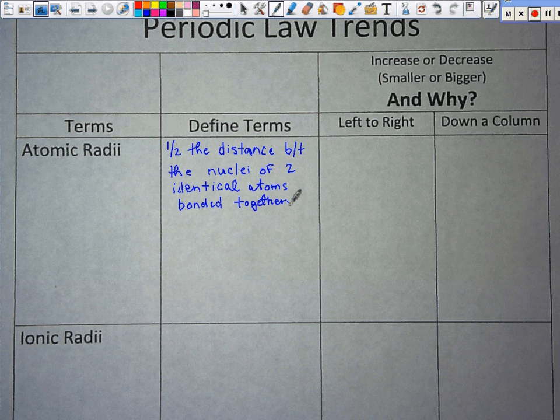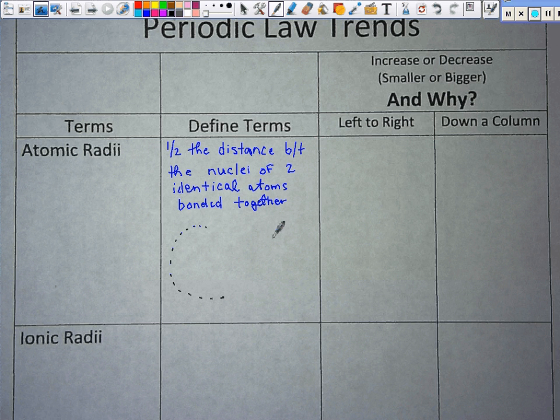Okay, so for the 5th time, define the term atomic radii: half the distance between the nuclei of 2 identical atoms bonded together. What I want to do is draw this, and I'm doing dots just to make an effect. We're going to say that that is 1 atom, and we're going to color the center part in. We're going to say that is the nucleus, and then we're going to overlap these 2 things, and draw the other nucleus inside of the circle.